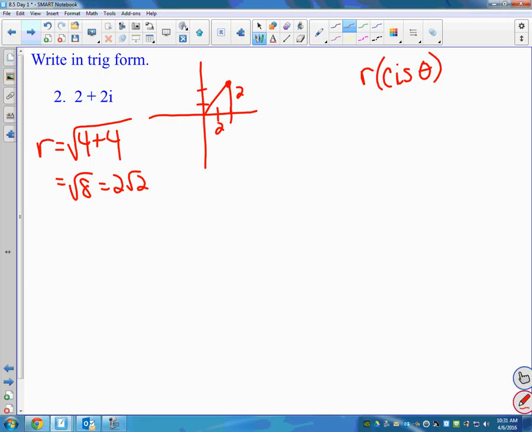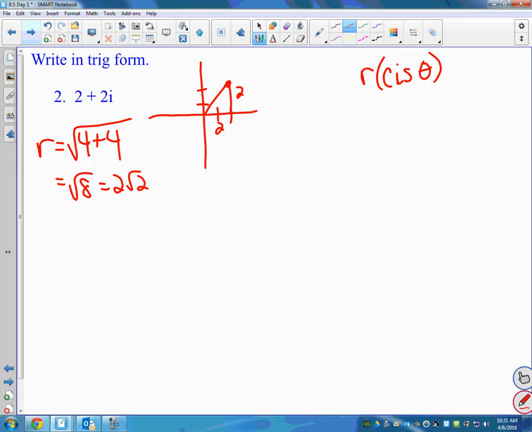The second thing you need is theta. And again, sometimes you're going to be able to tell what theta is by looking at it. If I go over 2 and up 2, do you know what angle I'm at on that picture right there? Or if you know what kind of triangle I've drawn in there, since it's an isosceles right triangle, it's just 45 degrees. It's right there in the middle.